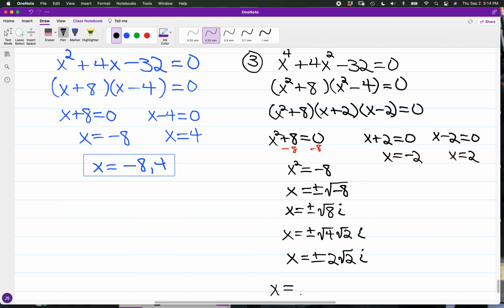So we have x is equal to negative 2 times the square root of 2 times i, as well as 2 times the square root of 2 times i. And again, with the real number solutions, we'll have negative and positive 2.